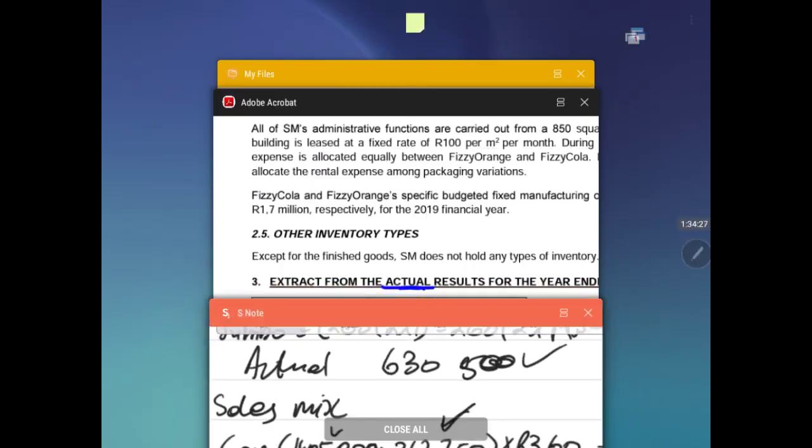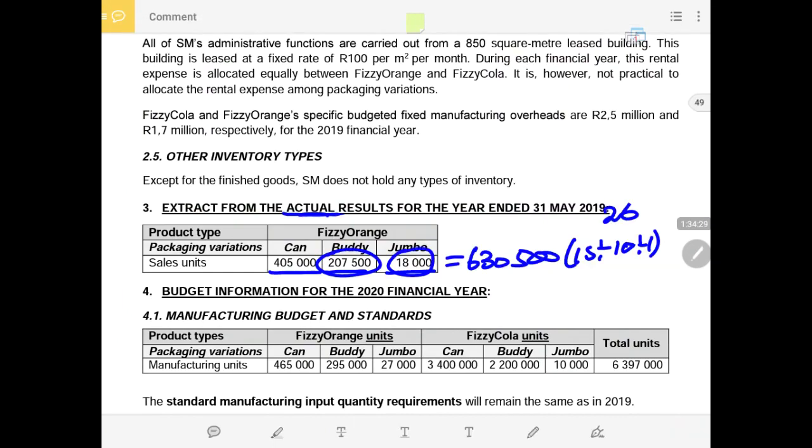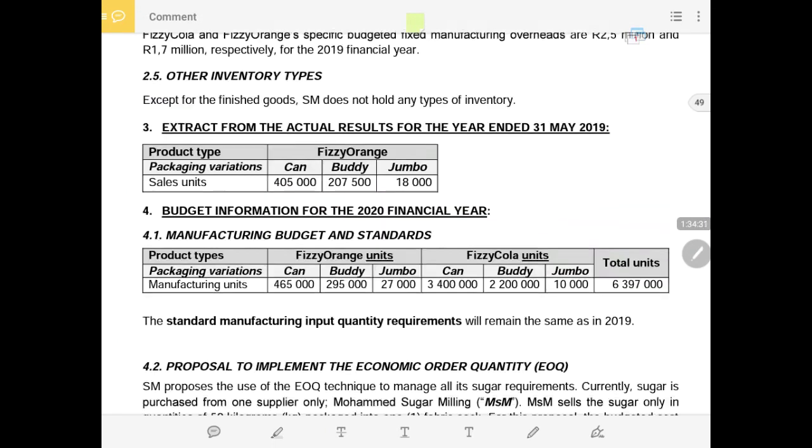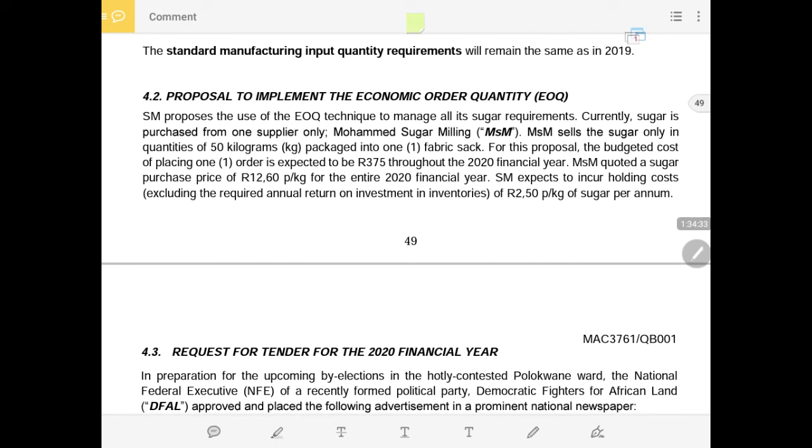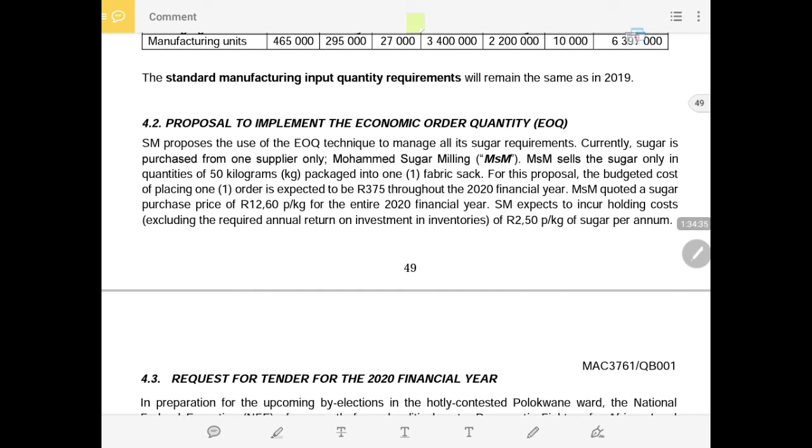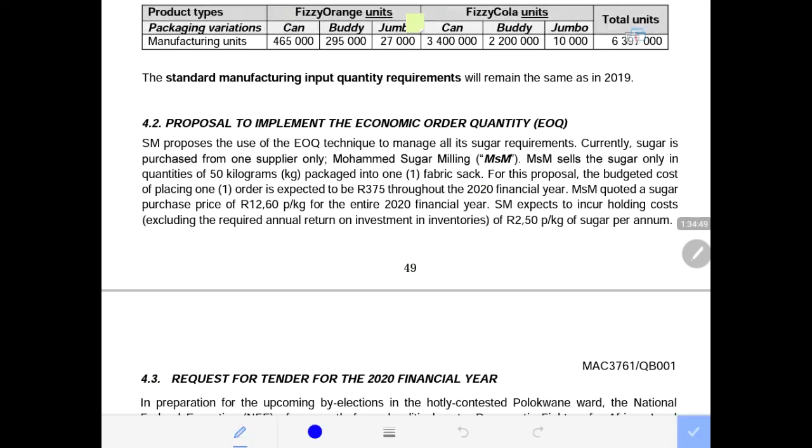Now we go into the very last lovely question on the proposal to implement the economic order quantity. In 15 minutes, I shall be done. SM proposes the use of the EOQ technique to manage all its sugar requirements.